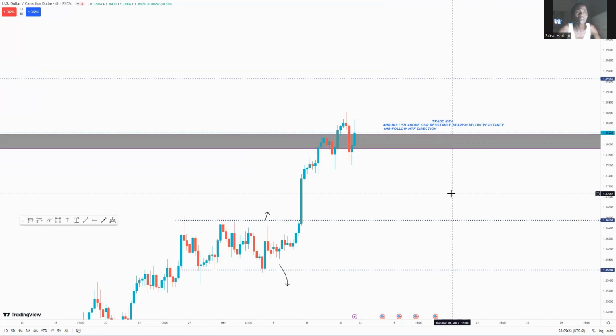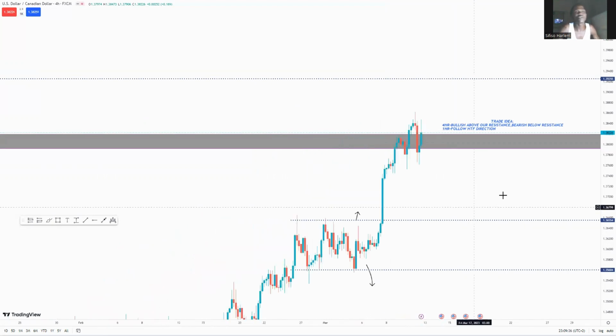Like I say, I'm simply looking for price to trade above resistance to continue bullish. If price was to break, then I'll look for signs as to why price is planning to break and reverse and be bearish. You feel me? So that's my take on USD CAD.